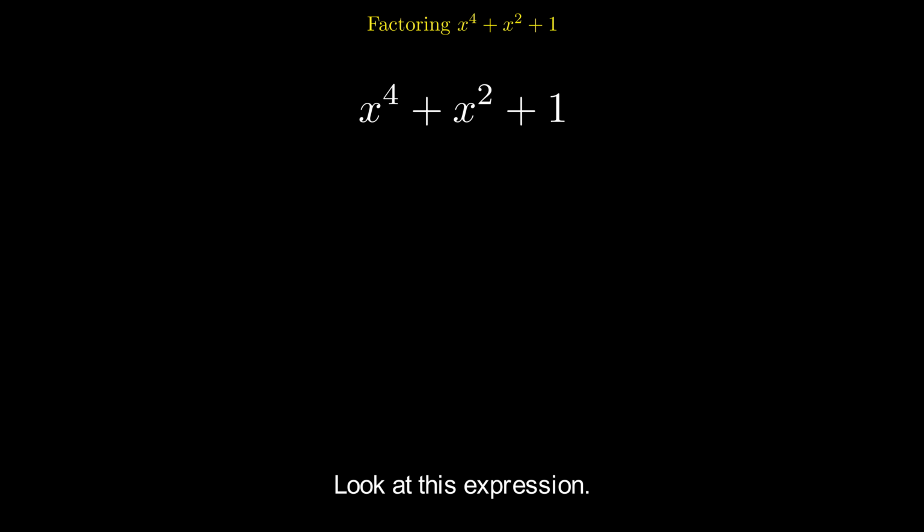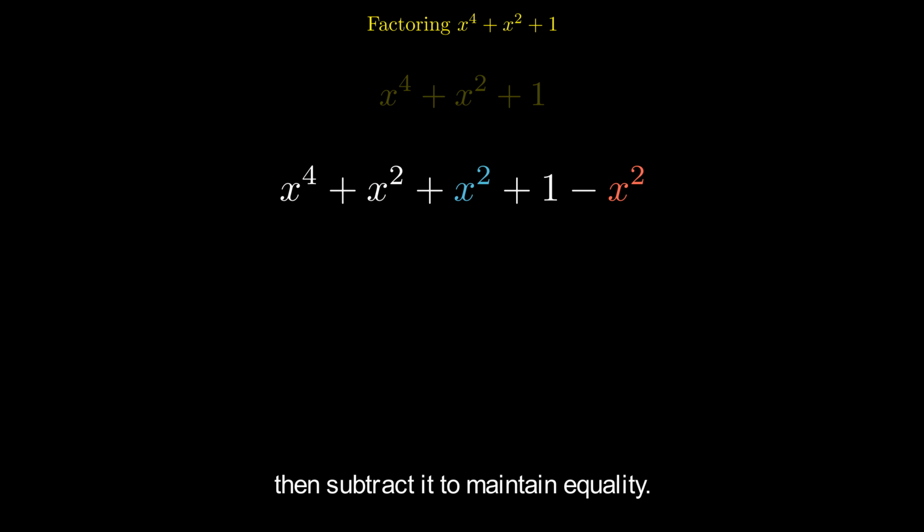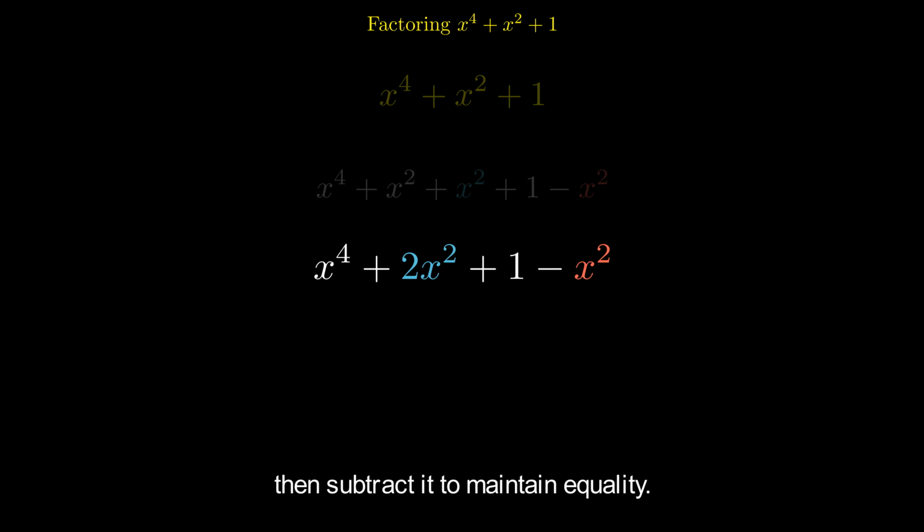Look at this expression. It looks simple, but it's actually the key to factoring much larger powers. It's almost a perfect square. We're just 1x squared short of a clean factorization. So we're going to force it. Add x squared to finish the square, then subtract it to maintain equality. And there it is, a difference of squares. This is where the algebra really becomes useful.